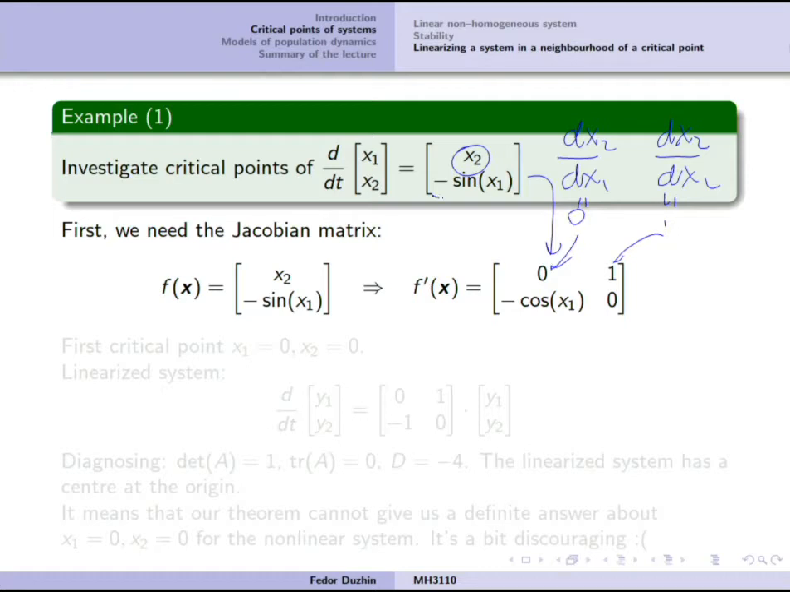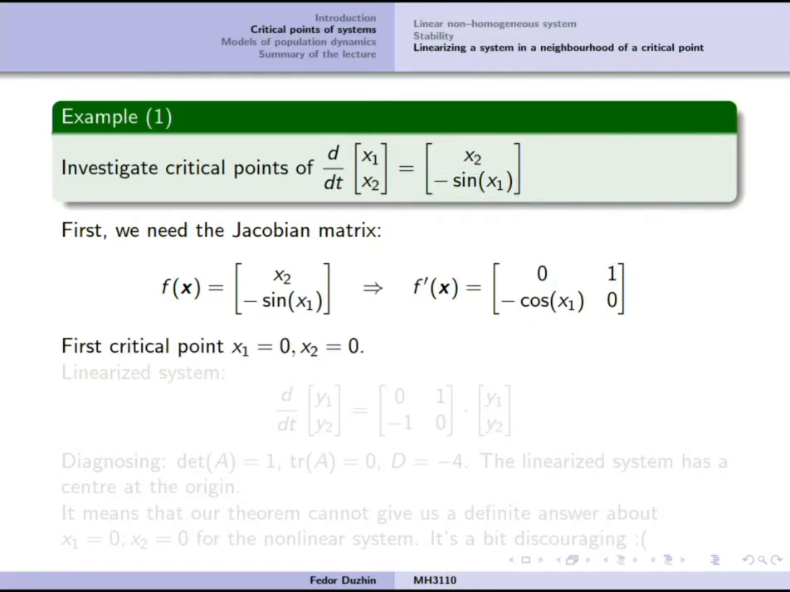And for the second row, we take the second element here, and again differentiate it with respect to x1 and x2. So its derivative with respect to x1 is minus cosine x1, and its derivative with respect to x2 is 0. Of course, the Jacobian matrix depends on the variables x1 and x2, so at each point the matrix is going to be different.